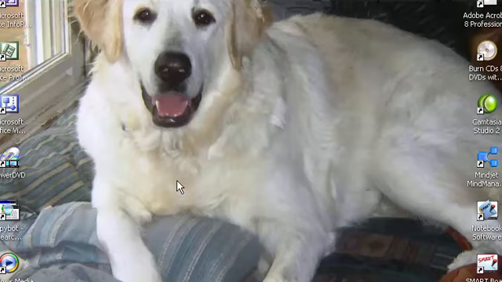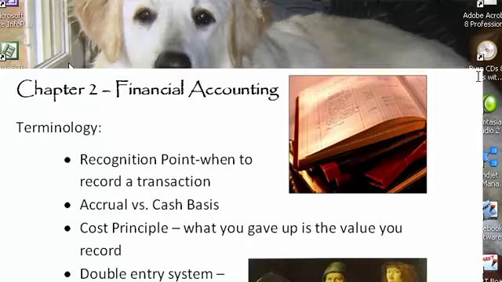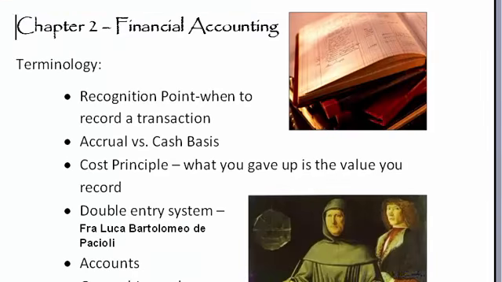Let's see, we need to bring up Chapter 2 in financial accounting, and again we'll start out with some terminology. The recognition point becomes the first issue: when do you record a transaction? Probably the easiest way is to give you an example.